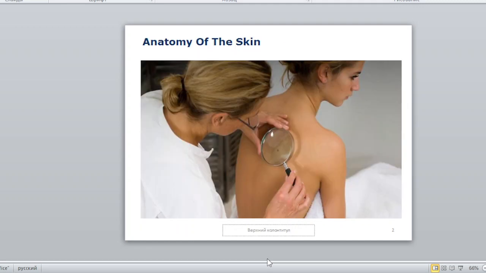Next slide. The skin, along with our hair and nails, is part of the integumentary system of the human body. It basically covers our body. The skin is the largest organ of the human body by mass, as well as by size. Please, we will see a short video about skin cell renewal or division.